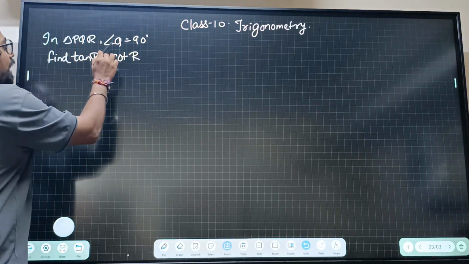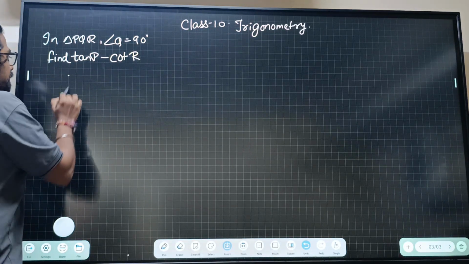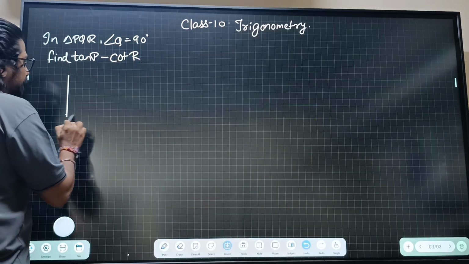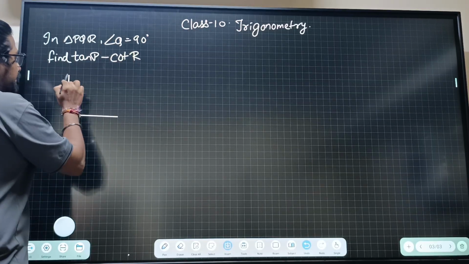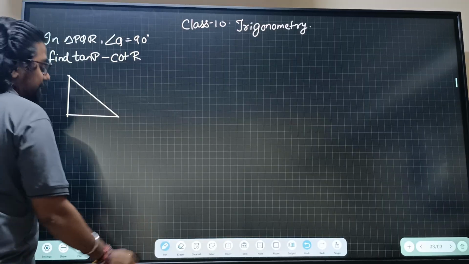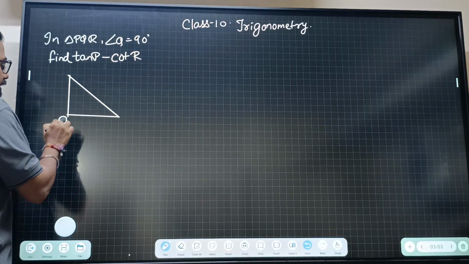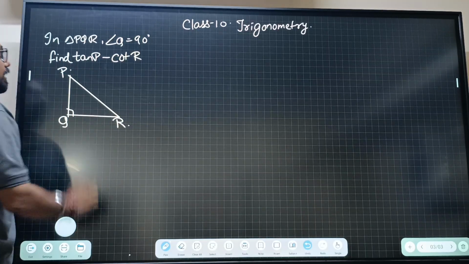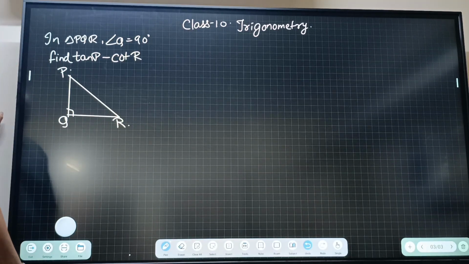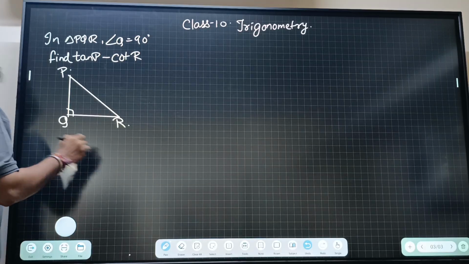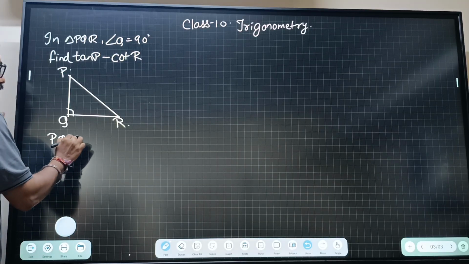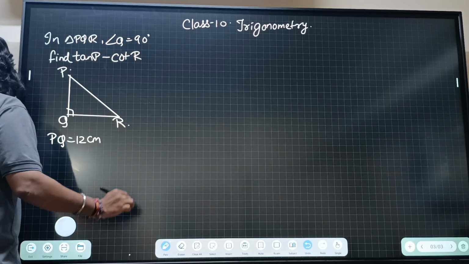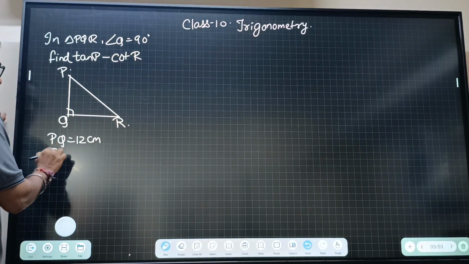In triangle PQR, angle Q is 90. Okay, so first we will draw a right angle triangle. Which angle is 90? Angle Q is 90. So this will be our angle Q, this will be our angle P, and this will be our angle R. Now it is given in the question that PQ is equal to 12 centimeter, and PR is equal to 13 centimeter.